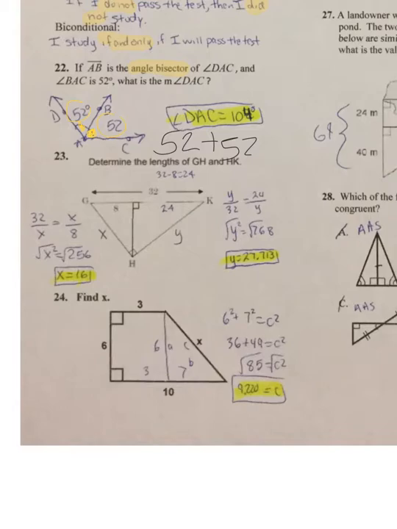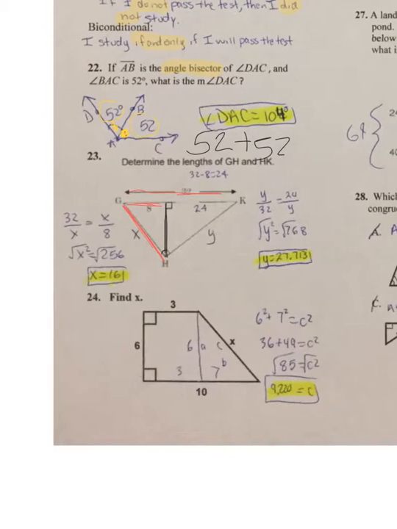23, determine the lengths of JH and HK. So you have a right triangle here. You see the little box right there. And then you also have an altitude right here. This is setting up geometric mean. Okay? And so we don't need the altitude in the middle. We need X and Y, the two legs on the side. So remember, for X, that is a geometric mean between the whole hypotenuse and the part it's close to. Right? So you see that right there, 32 over X equals X over 8.